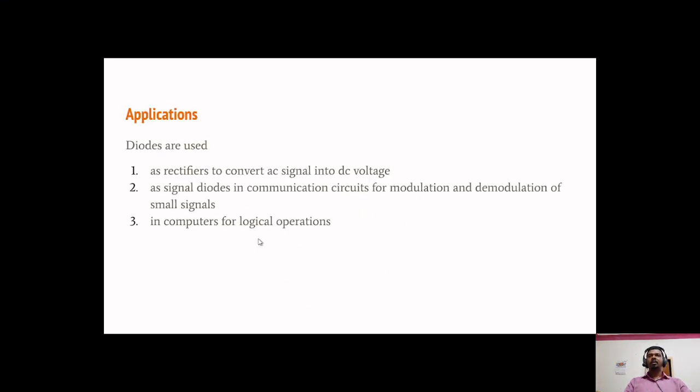Now let us look at the applications of diodes. Since diodes act as a switch, they are used as rectifiers. That means they convert an AC signal into a DC voltage. Diodes are also used in communication for the purpose of modulation and demodulation of small signals. Diodes are also used in logic circuits in computers.